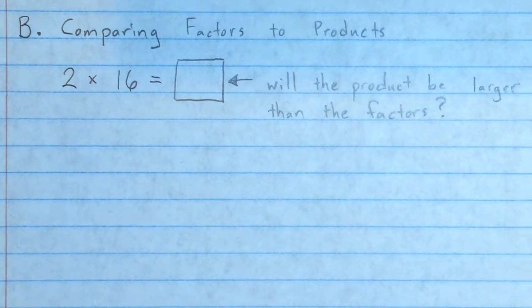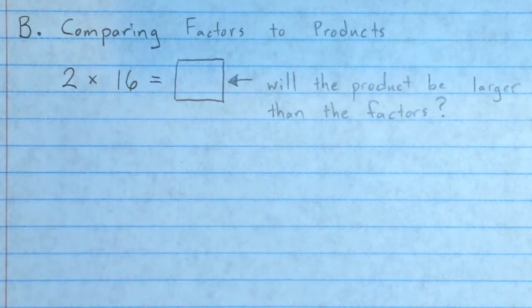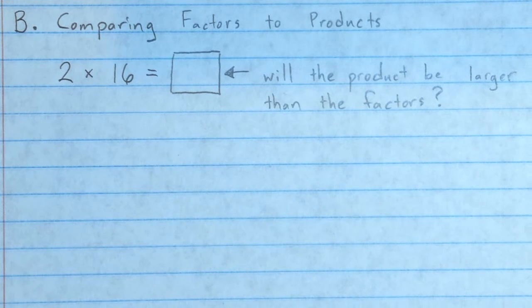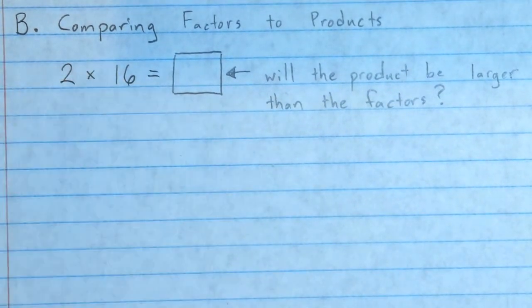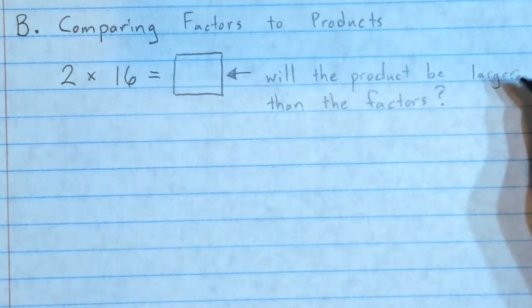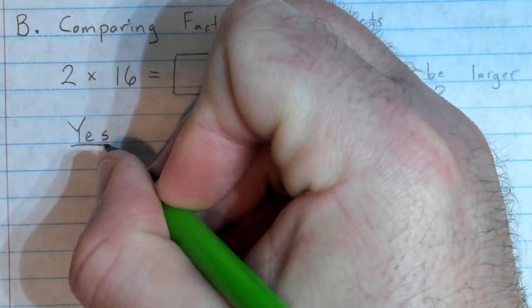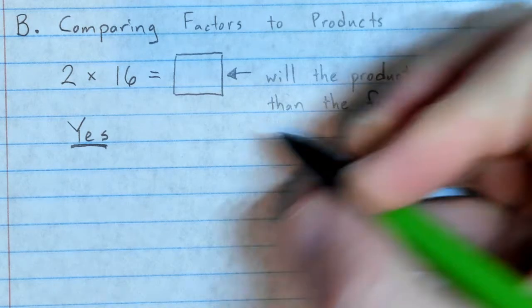And really, when you first learn multiplication, that's one of the first things that normally as teachers we tell you: when you multiply numbers together, your product is going to be bigger. You're making things bigger. But as you're getting older, moving through 5th grade, moving towards middle school, you're going to find that that isn't always true, and there's a reason for it. Now, in this case, it is true. Will the product be larger than the factors? Yes. I underline it because of its importance. Yes.